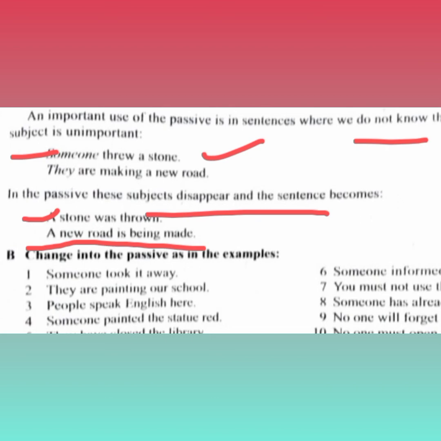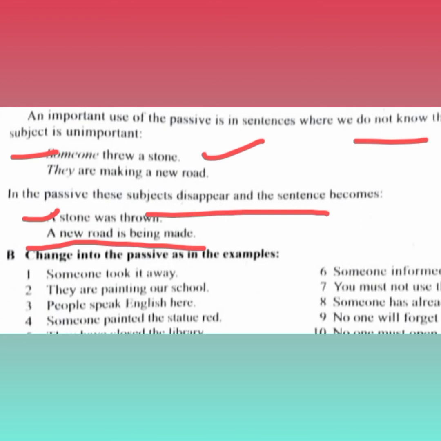As in the example, here the subject is not known, so we have to change them into passive form. So first one is "someone took it away." So passive will be "it was taken away."